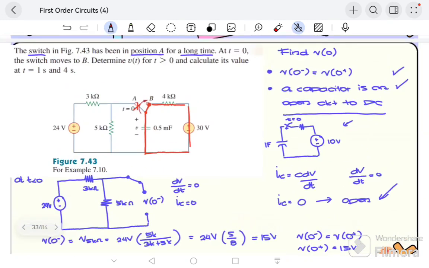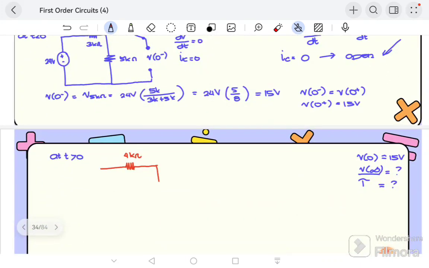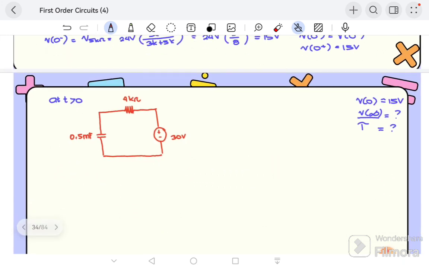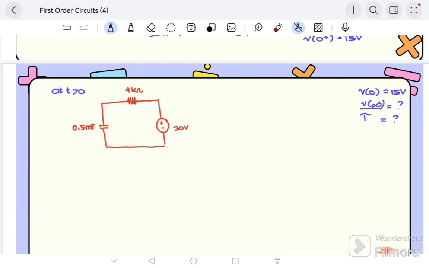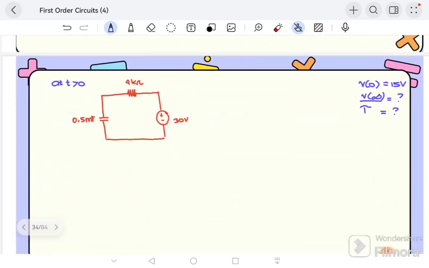So, we draw it: at t greater than 0 it is a 4K resistor connected to the 30 volts, and then the capacitor of 0.5 millifarad. Now, by inspection, looking at the circuit at t greater than 0, you can solve for tau. Because the formula for tau is tau equals RC. The time constant of a series RC circuit is RC. So, R is 4K, and the capacitance is 0.5 millifarad.